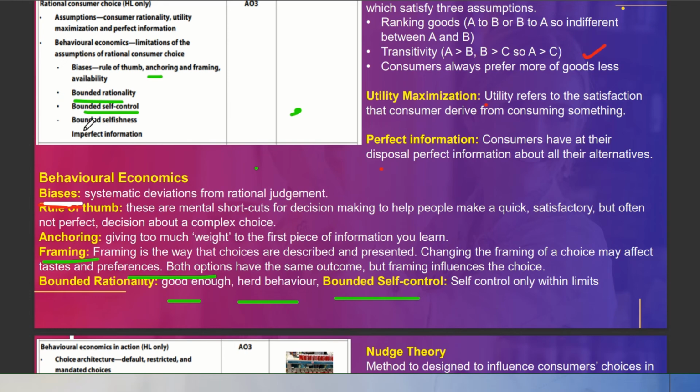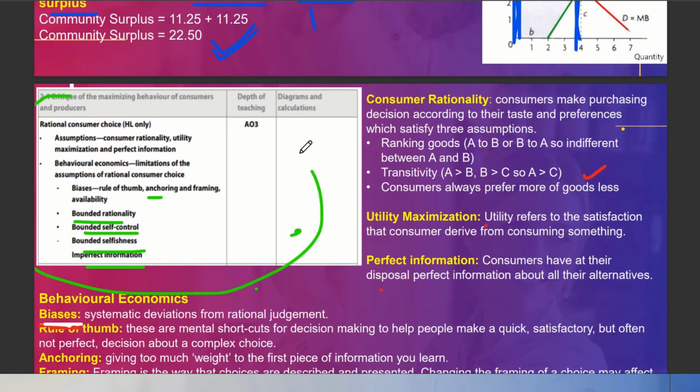And bounded selfishness, obviously. So whatever they prefer, whatever they believe, even though there is a lack of information, the consumers are not worried; they are bound by selfishness and imperfect information. We have already pointed out that consumers believe they have a lot of information, but technically they do not.